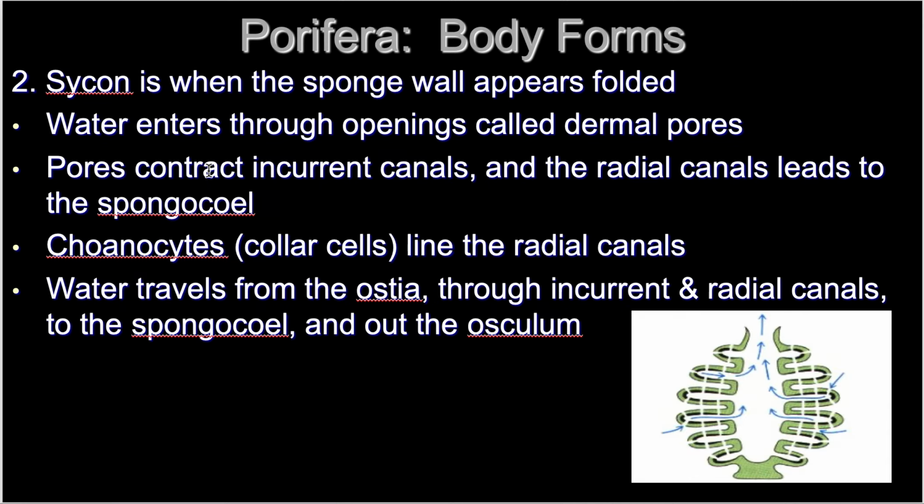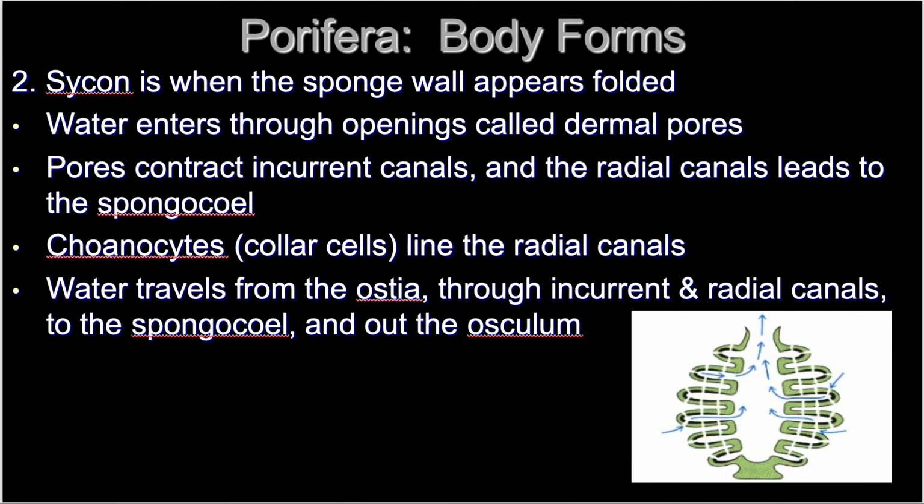All right. The second body type is the Sycon sponge. It's when a sponge's walls appear folded. So basically we're taking that Ascon sponge and now folding in the sides. Water is still going to enter through the pores on the outside. Those pores are still going to contract, and then they lead into that spongocoel. The choanocytes line the radial canal still, and the water will travel from the ostia through all the different canals into the spongocoel. So it has a slightly longer path. As you can see here, it goes in through the pore, and then it has a little bit more length of the sponge to travel before it gets to that atrium. But overall, it's generally the same besides just that folded side.